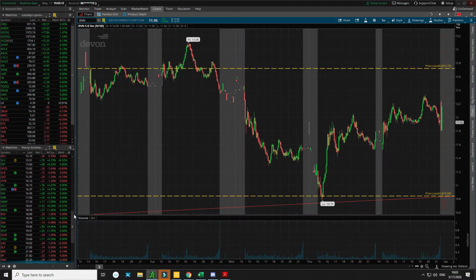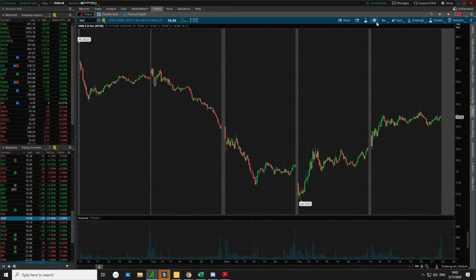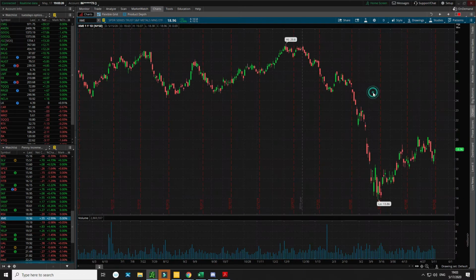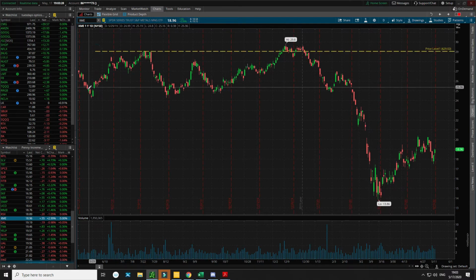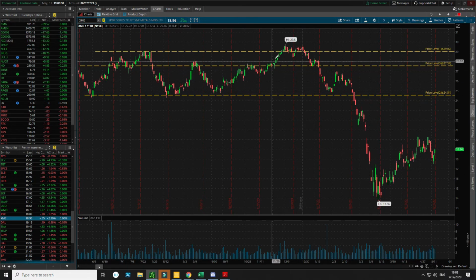Let's look at XME. So let's go back to the year chart. So here's that coronavirus fall off. Here it's been trading within the range. Remember that, the range. It's been trading within this range here and this range here. So you could clearly see that you could have made money with this one. You could see that here as well with this area. You could have made money.